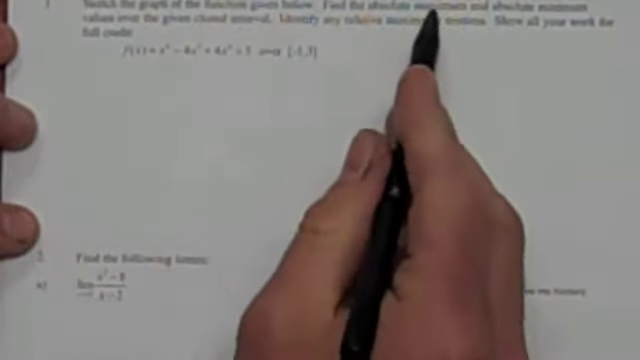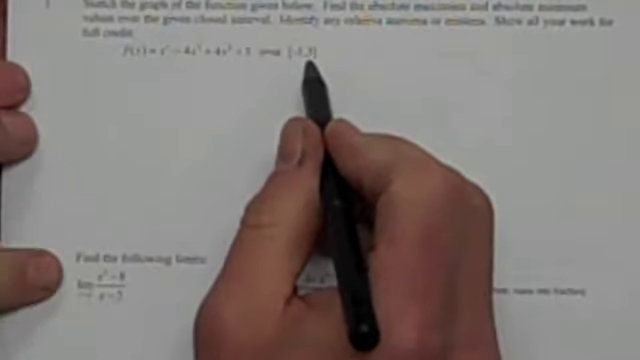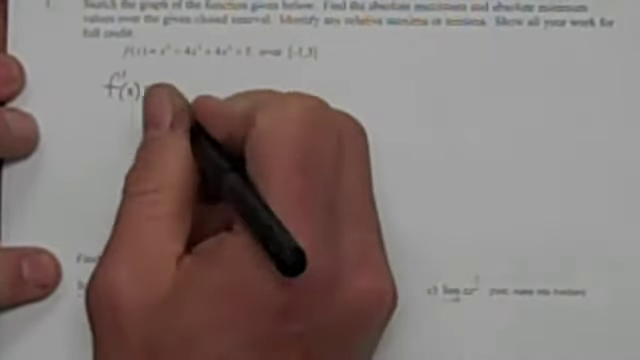Alright guys, here I am. I'm going to try to do this practice test as fast as possible, so hold on to your calculators. We've got to find the absolute max and absolute min over that closed interval from -1 to +3, so just pay attention to that. I'm going to find the derivative.